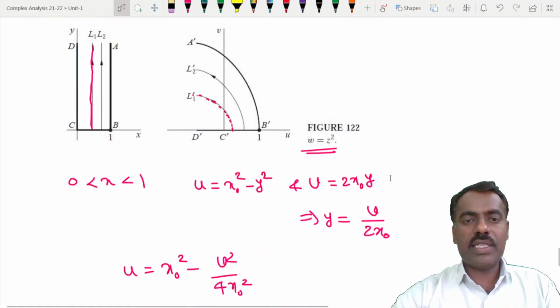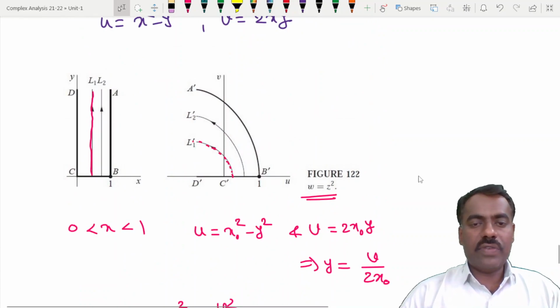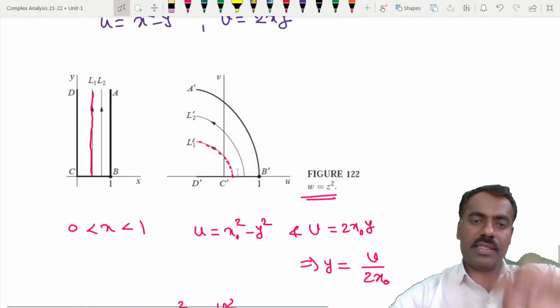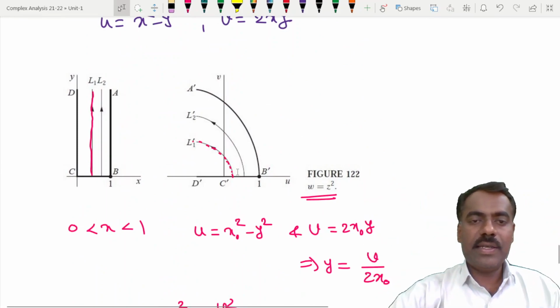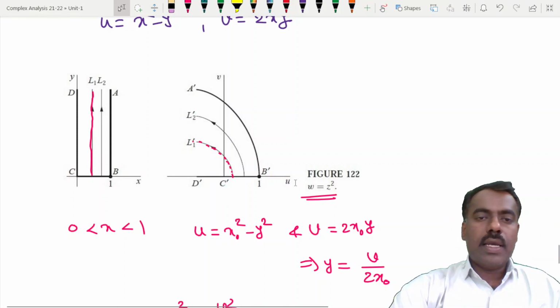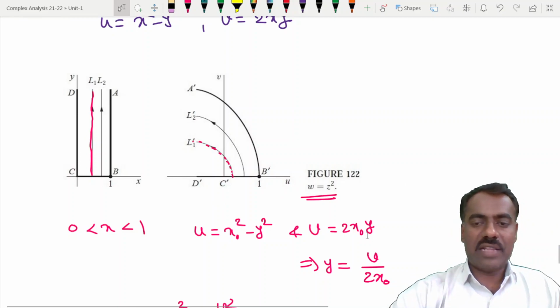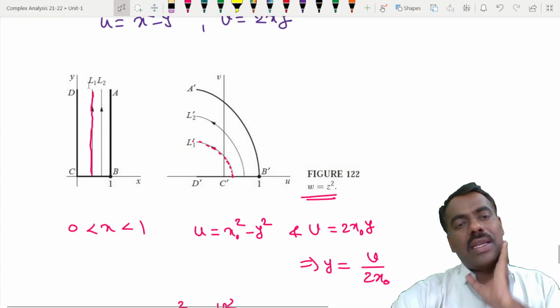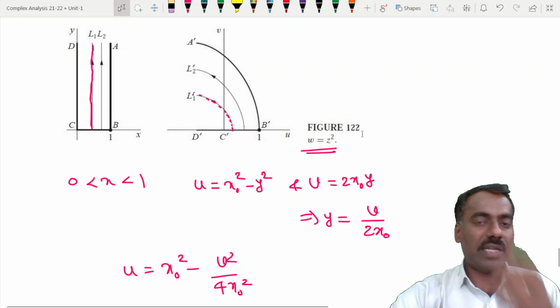Now go back to this picture and you see that this L1 will be mapped to L1 prime, because it is a parabola with a minus sign, so it opens in the reverse direction, otherwise it will be like this, right? Similarly, L2 will map to here, AB will map to A prime B prime, and this CD will be mapped to this C prime D prime. So these are some examples of transformations, how lines in the Z plane will be mapped to the W plane, and so on.